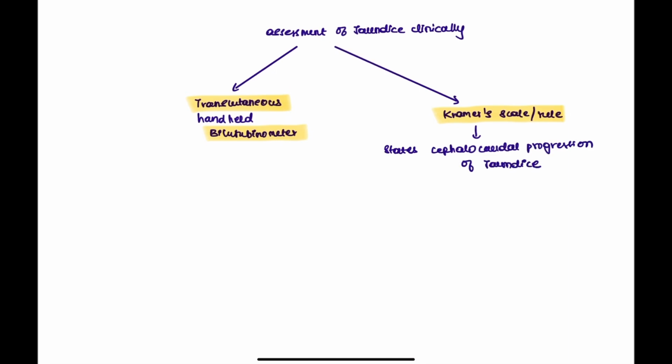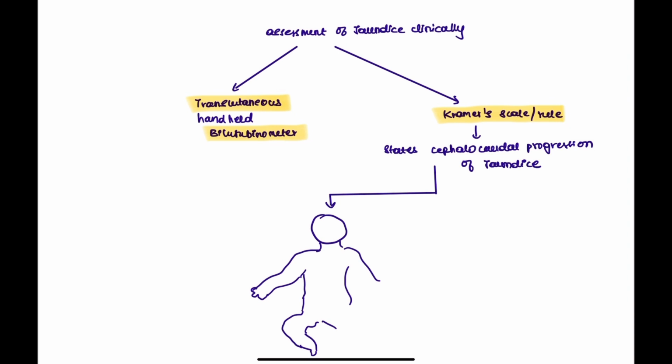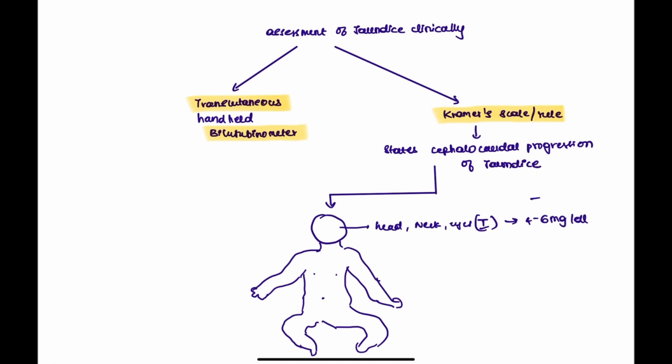In the Kramer scale, we divide the body of the newborn into different zones. There are 5 different zones, and each zone corresponds to a particular level of total serum bilirubin. So let's see the zones. The first zone includes the head and neck, which includes the eyes. It indicates a total serum bilirubin level of approximately 4 to 6 mg per deciliter. The second zone includes the trunk, which shows approximately a TSB level of 6 to 8 mg per deciliter.